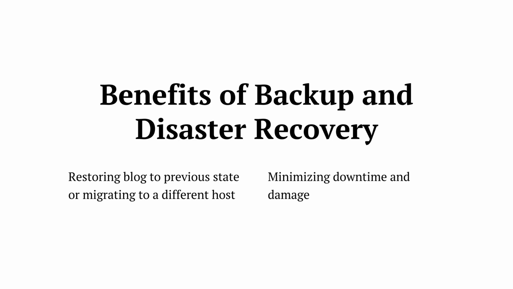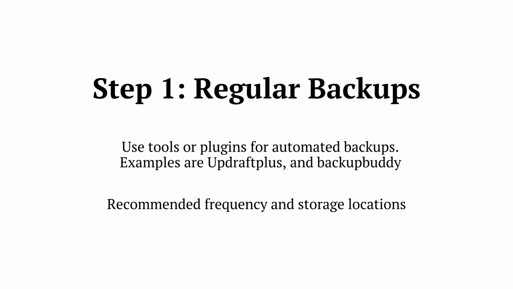So, how do you back up and do disaster recovery for your blog? Well, there are four main steps that you need to follow. The first is regular backups. So the first step is to make regular backups of your blog's content, media, and data. This means that you need to use a tool or a plugin that can automatically create backups of your blog at a certain frequency and store them in a secure location.